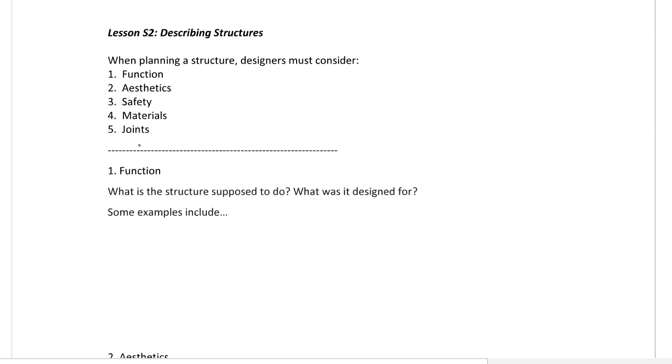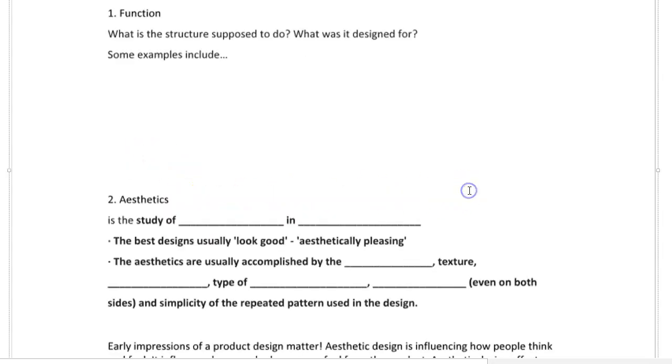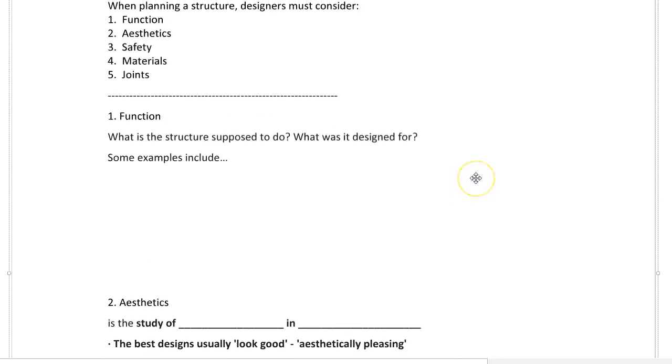Most people, when they're planning something, this comes intuitively. They kind of know what it's supposed to do, but it's always important to consider the function before things like how it looks or what it's going to be made of, everything else. You need to know what the thing is going to do. Now, some examples here are going to include things such as supporting its weight.